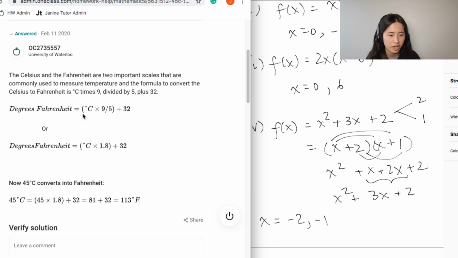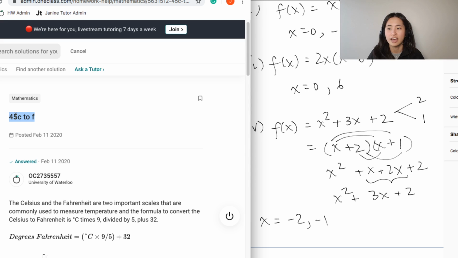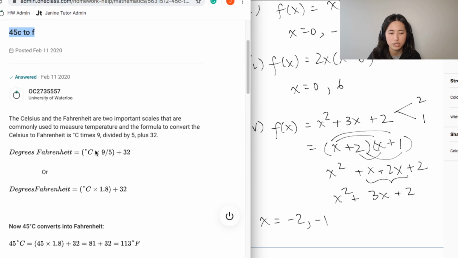Okay, so we have degrees Fahrenheit, which is equal to, okay, so they're trying to say that there's two formulas that you can pick. So the first one, let me just see, 9 divided by 5. Yeah, okay, so 9 divided by 5 is equal to 1.8. So they're giving you two options. It's either you use this formula or this formula, but the whole point is you have Fahrenheit and you have degrees Celsius, right? So if you do have degrees Celsius, which is what they have shown us, you have 45 degrees Celsius, you need to convert this into Fahrenheit.